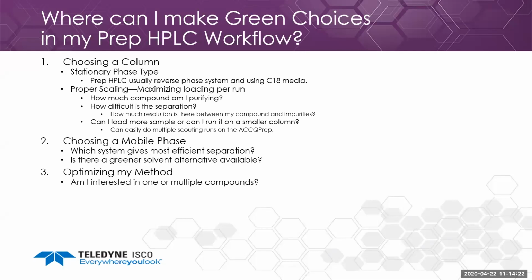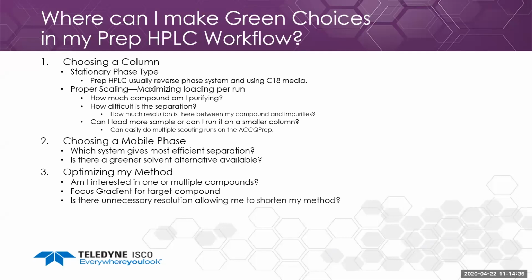Optimizing my method. Like I said before, for flash, I'm interested in one or multiple compounds. On the ACCUPrep, you could do a focus gradient for your target compound, and that'll save you time, and we'll illustrate that later. The same question, is there unnecessary resolution allowing me to shorten my method? And do I care about anything after my target compound elutes? And then finally, are you doing multiple injections or multiple runs of the same compound? This can dictate how long your method run will be. And you can have some savings for in between runs also.